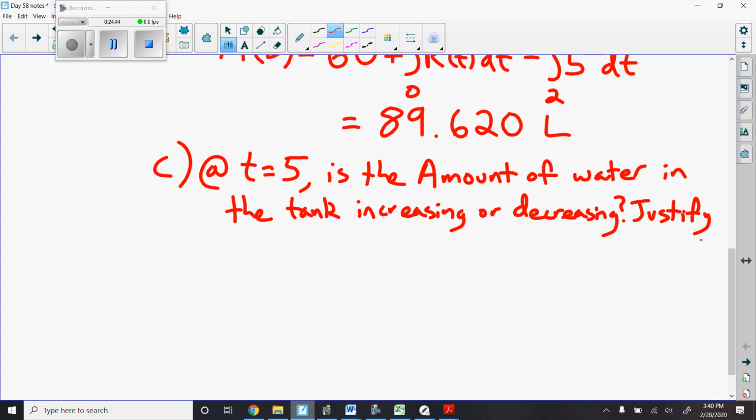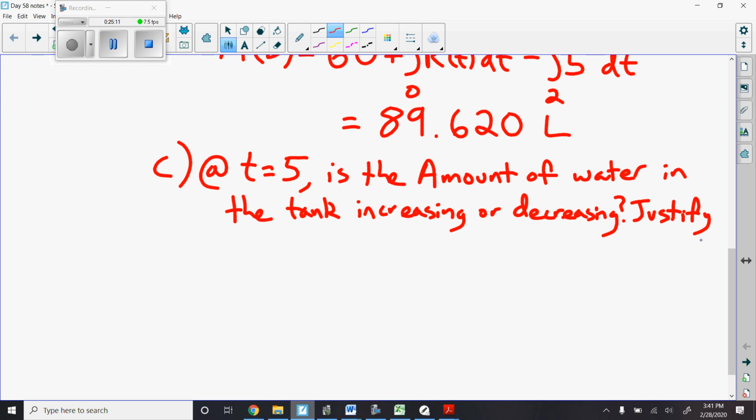For the water in the tank to be increasing, which rate would have to be greater? The rate of water coming in or the rate of water going out? Well, if the overall amount of water in the tank is increasing, that means my rate in must be bigger than my rate out. Similarly, if the amount of water in the tank is decreasing, then my rate in must be less than my rate out.